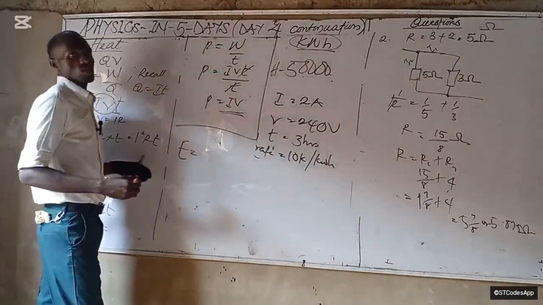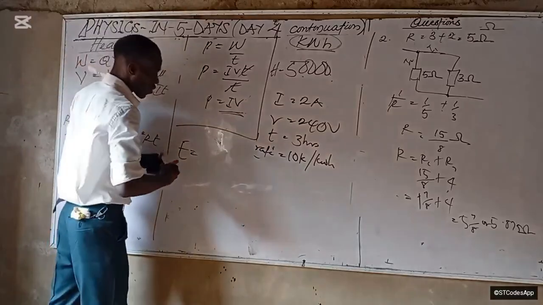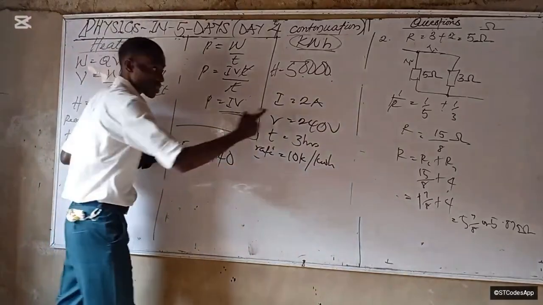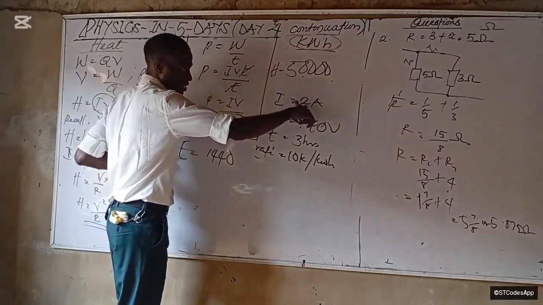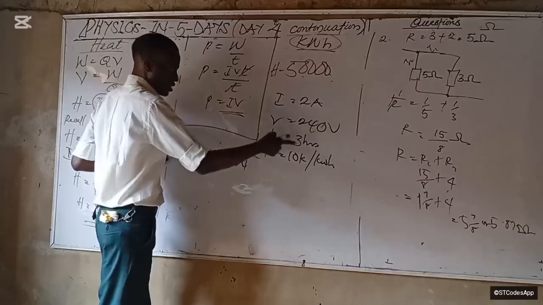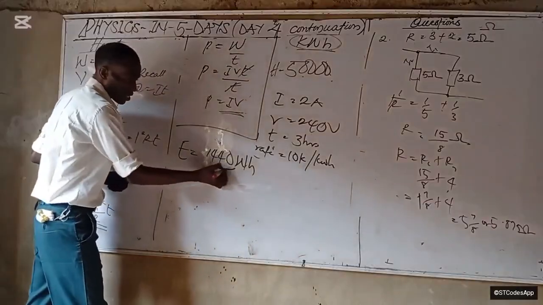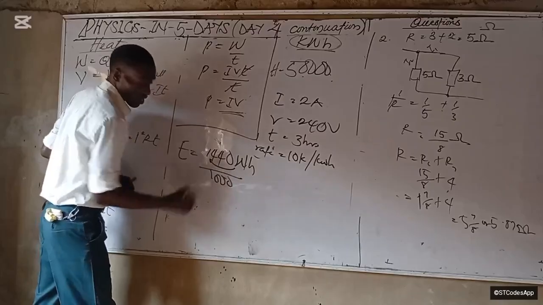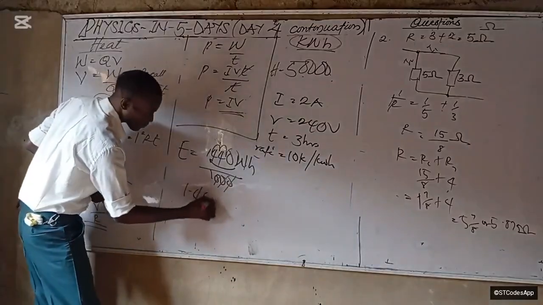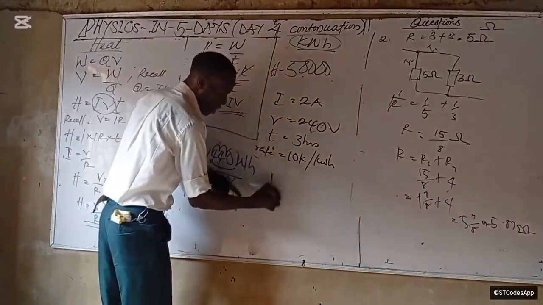So the first thing is to get the amount of energy that is used and the time over which it is used. So we have that energy is equal to IVT. Does that make sense? So we have 2 times 240 times 3. 2 times 240 will be 480. 480 times 3 will be 1,440. You now divide that by 1000 to get it in kilo.